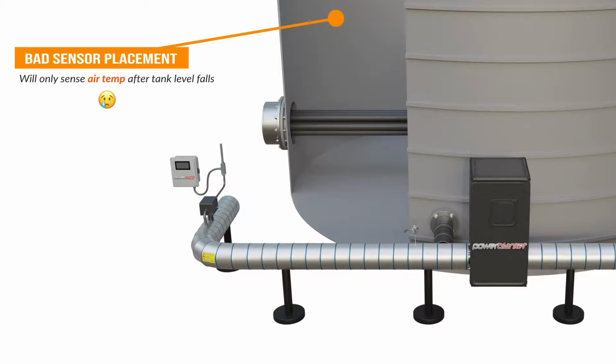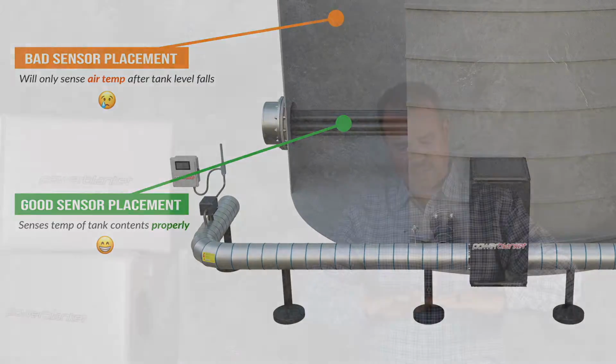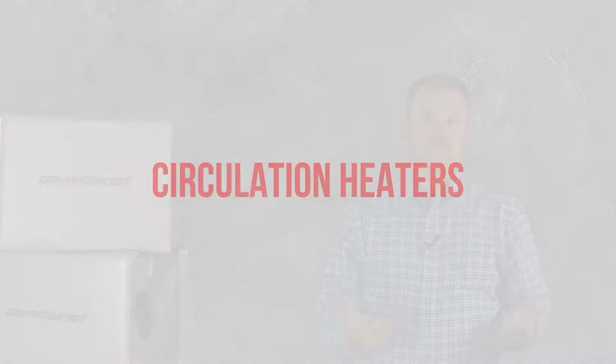Be sure that you put your level controller and your sensor at the level of the heater so that you're measuring the tank contents all the way down to where the heater is. Because once the tank level goes below the heater, your level control system should really shut your heater off.